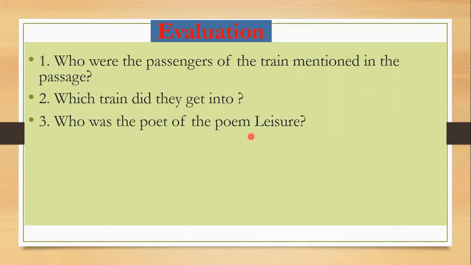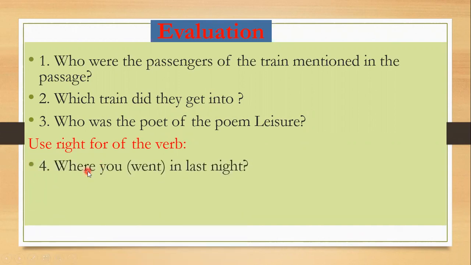Who was the poet of the poem Leisure? William Davies. Yes, you are right. Boys, I have given a sentence here: Where you went in last night. It's about the right form of verb. It's an interrogative sentence. Question mark is here. WH word is here, but there is no auxiliary verb after the WH word. That's why the correct sentence will be: Where did you go last night? Yes, it's the right answer.